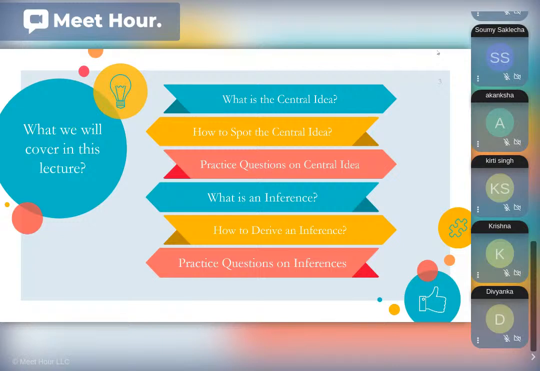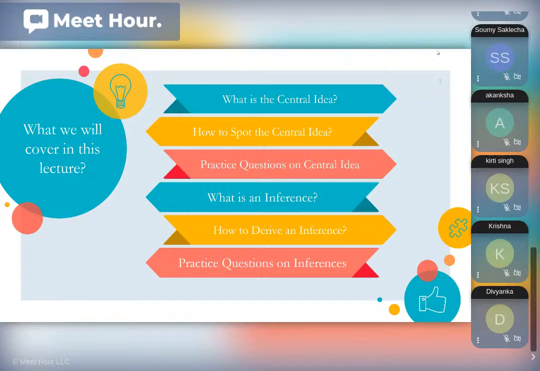So we're going to discuss what a central idea is. Central idea, main point, or main purpose, it's pretty much the same thing. The question is basically asking you to understand the essence of the passage, the crux of the passage. Let's say I've given you a passage of 10 or 20 lines, and I want you to summarize the most important part of that passage in a line or two. That's basically what central idea is.